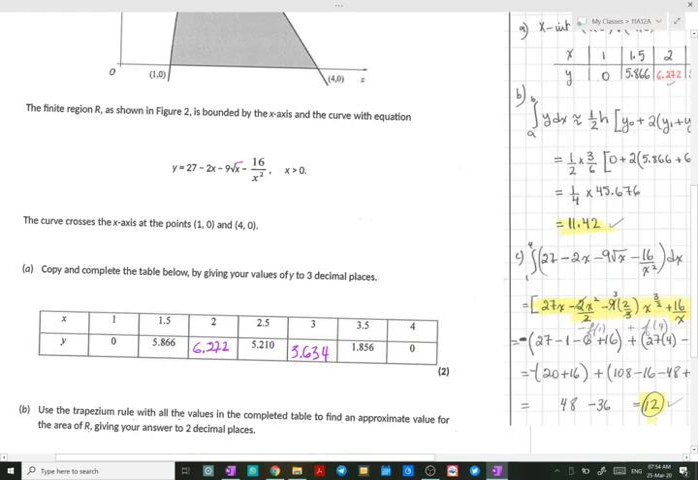Part B: use the trapezium rule with all the values in the completed table to find an approximate value for the area of R, giving your answer to 2 decimal places. Be careful when you're using the trapezium rule, you are finding an approximate value for the area of the region given. So first let us look at the formula.